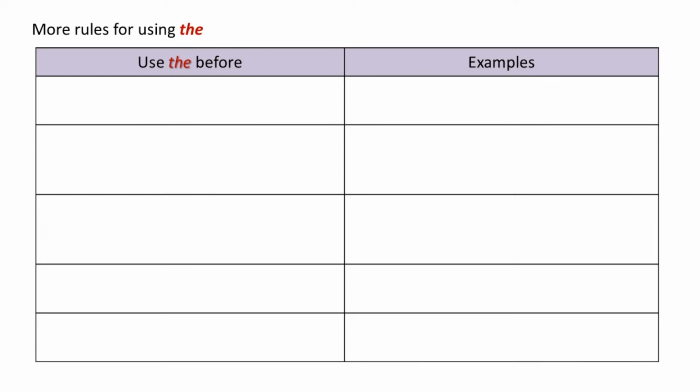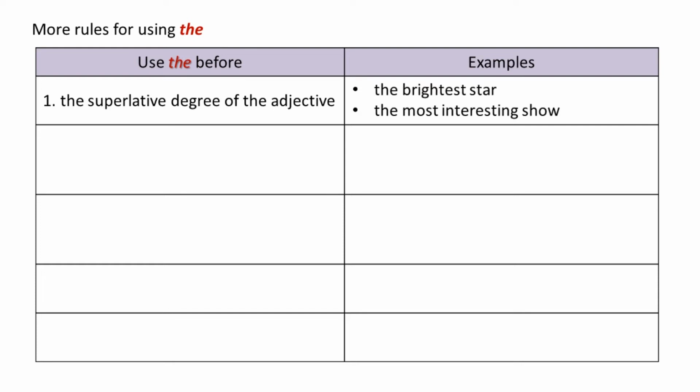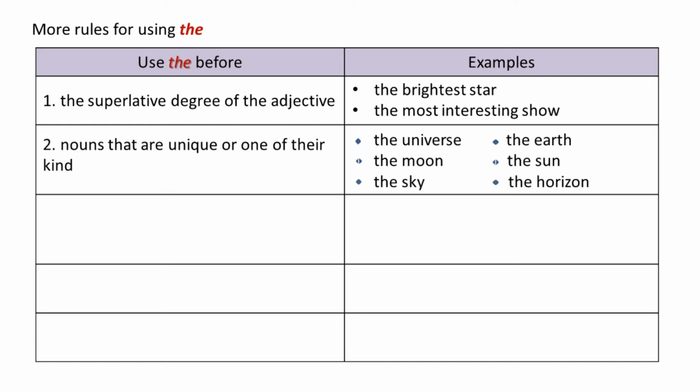Students, let us learn some more rules for using the. Use the before the superlative degree of the adjective. For example, the brightest star, the most interesting show. The second rule is use the before nouns that are unique or one of their kind. Let us look at some examples. The universe, the earth, the moon, the sun, the sky, the horizon.